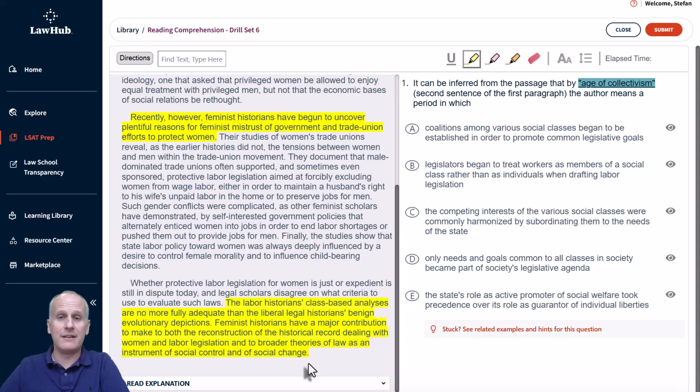I'm leaving out a lot of the details, and that's intentional. We're going to have to reread for any questions asking about a detail, such as question 1 here that we'll be addressing in a moment.